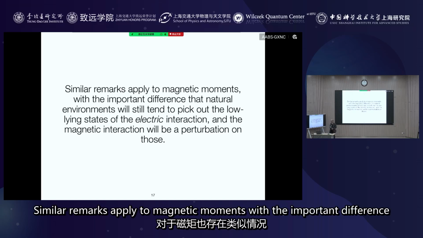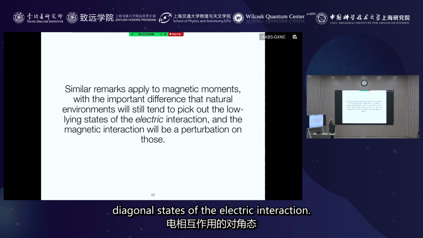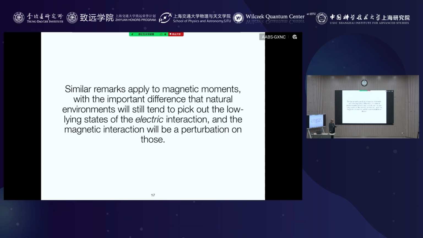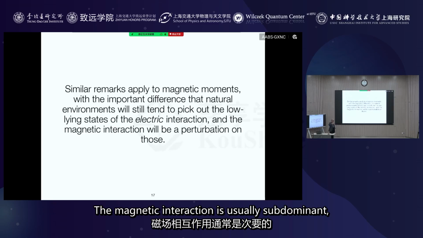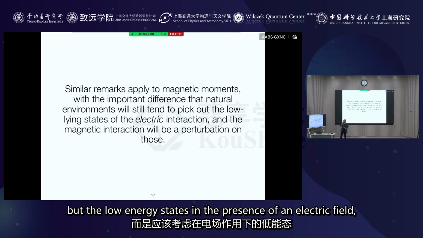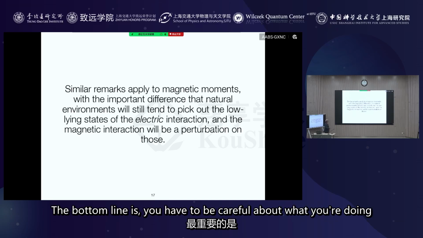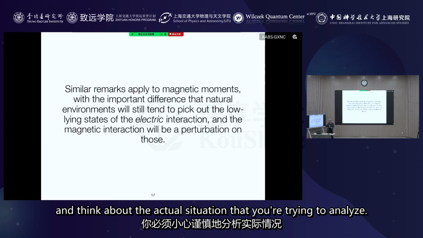Similar remarks apply to magnetic moments, with the important difference that natural environments will still be picking out diagonal states of the electric interaction, and the magnetic interaction is usually subdominant. So you shouldn't be considering the low energy states in vacuum, but the low energy states in the presence of an electric field, and then treat the magnetic field as some kind of perturbation one way. The bottom line is you have to be careful about what you're doing and think about the actual situation that you're trying to analyze.